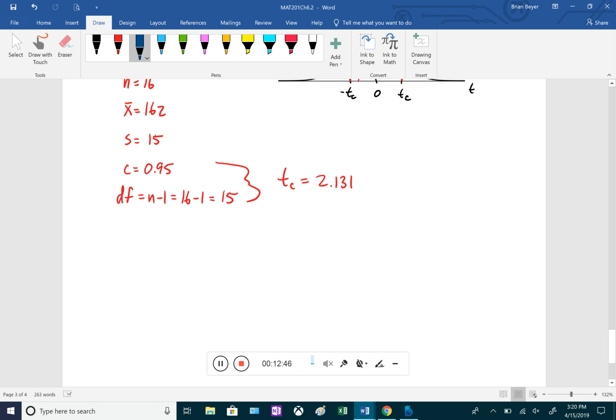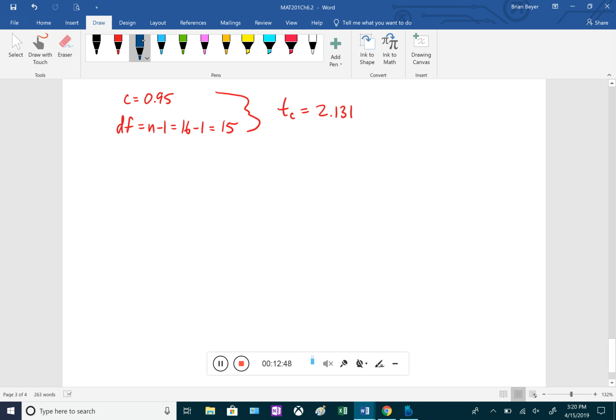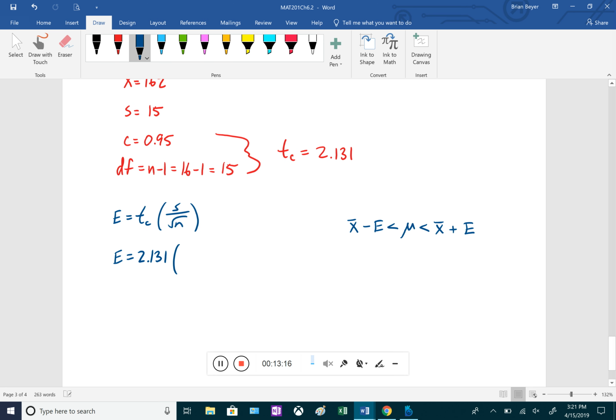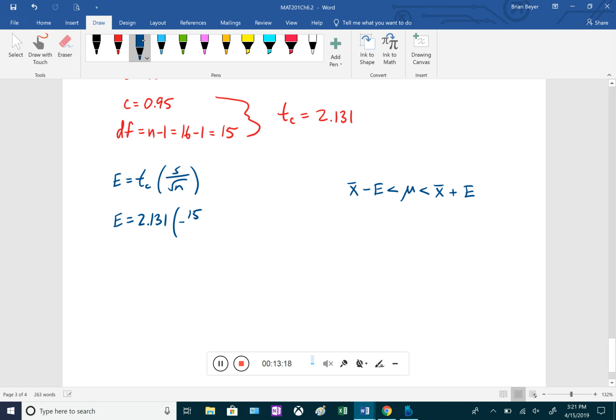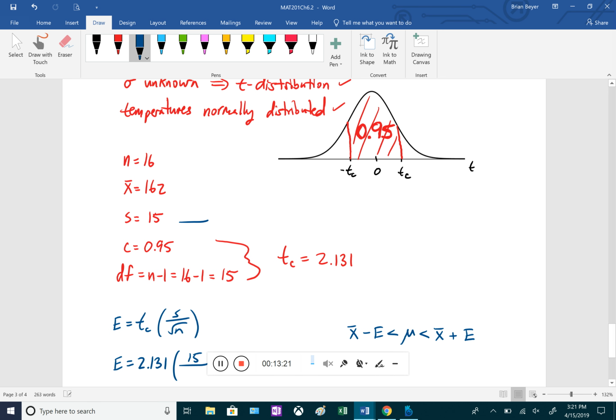So I'm going to set up what we need, what we're trying to find here. We're trying to find this confidence interval, so mu is between X bar minus E and X bar plus E. We already have X bar, that's the sample mean. So we need to find E. E is equal to T times S over the square root of N. So that's going to be equal to that 2.131 value times S, which was 15, over the square root of N. N was 16.